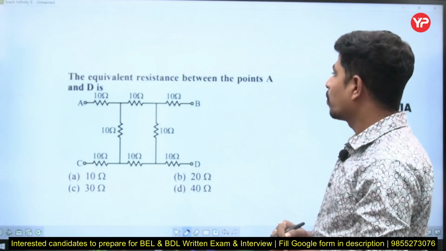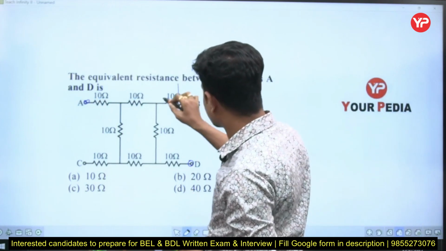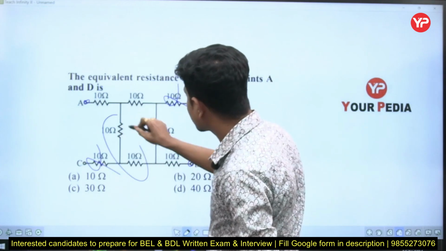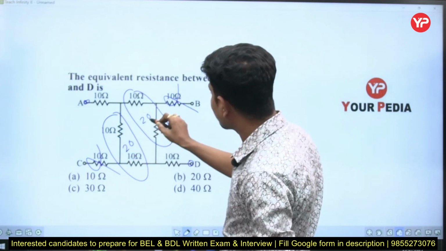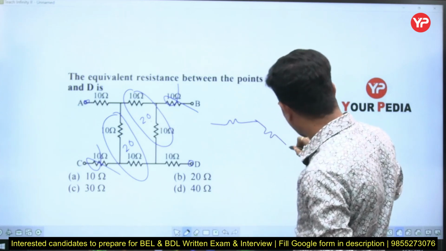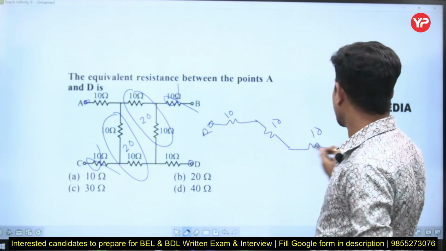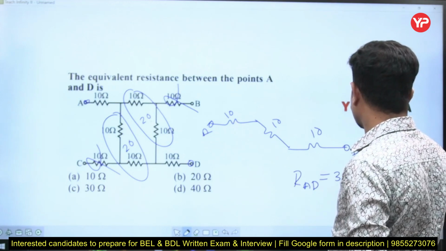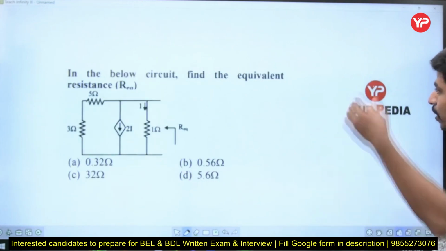Next question. The equivalent resistance between point A and D is. He is asking between points A and D. Here this is floating, so we can leave it. Now these two are in series, and these two are in series. If these two are in series, this is 20, this is 20. 20 in parallel with 20 will be 10. So this is 10, this is 10, and this is 10. This is point A, this is D. RAD is simply 30 ohms, right?